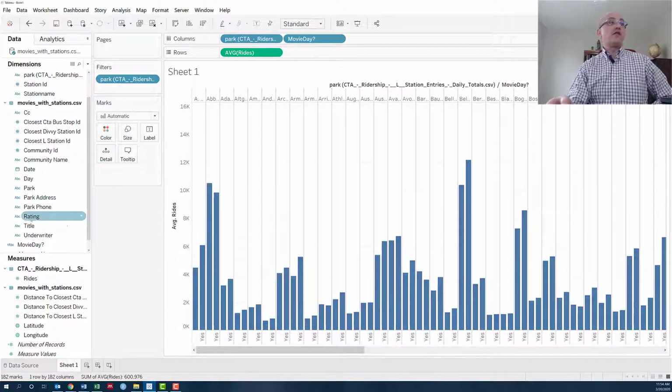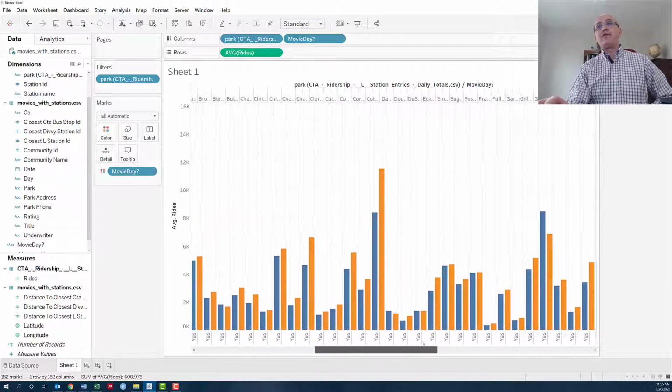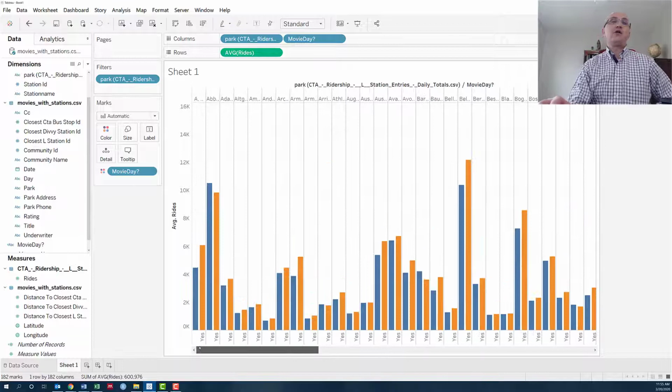And so then you could even take movie day and drag it to color, and so you can see that movie days are orange, and your eye can fairly quickly get a feel for the trend, whether there's more traffic or not. That's still too long.